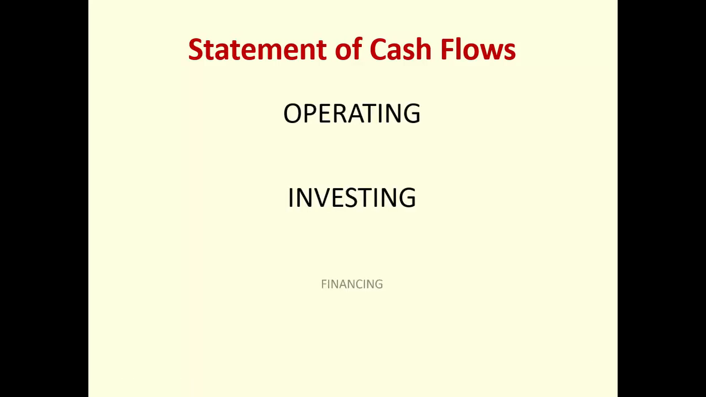The statement of cash flows must be divided into three sections: operating, investing, and financing. So what is this? Well, starting with the bottom, financing. Let's say I want to first go into business. I have to first finance my operations. So any activities related to that is going to fall into that category.